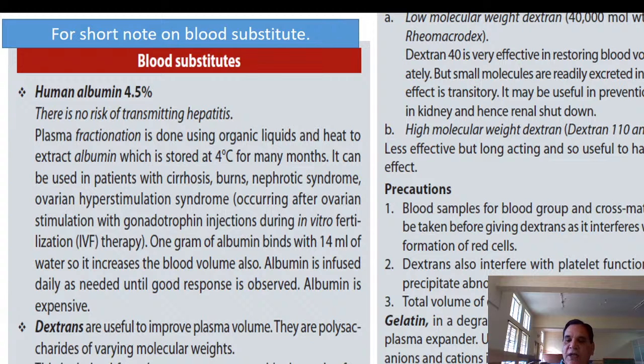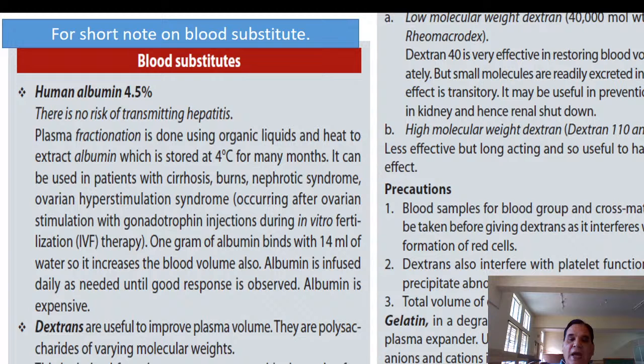Precautions you must take. Blood samples for blood group and cross matching should be taken before giving colloid, because colloids interfere with the blood grouping of the patient. They also affect platelet function. Unfortunately, these may precipitate abnormal bleeding, and the total volume of dextrans should not exceed 1000 ml.